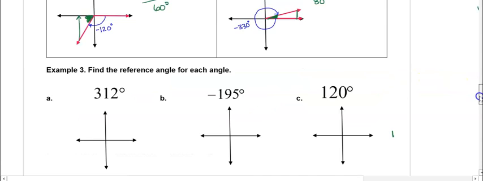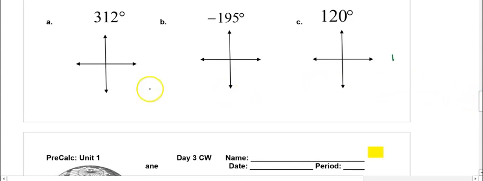Well, what if I don't have a picture? Draw one. 312 degrees, well, that's going to be greater than 270 and less than 360. So let's give that an approximation. We'll say it'll be about right here. So my reference angle is going to be this area here. I'm going to go 360 degrees minus 312, and that's going to get me 48 degrees.